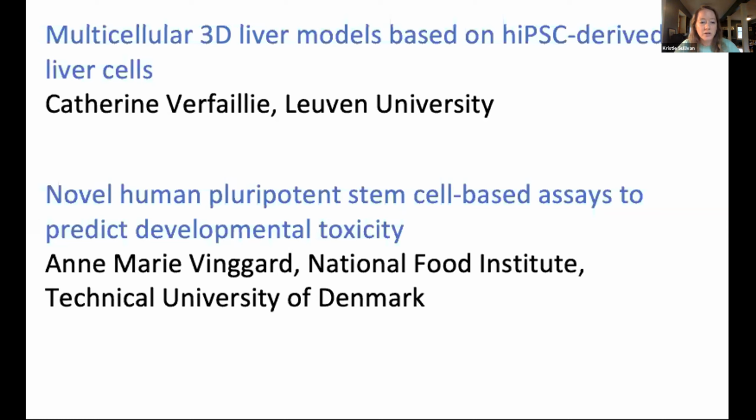And then our second presenter will be Anne-Marie Vinggard from National Food Institute at the Technical University of Denmark. She's going to be talking about novel human pluripotent stem cell-based assays to predict developmental toxicity. And Anne-Marie Vinggard is a full professor of molecular toxicology at the National Food Institute, as I said. She conducts research with the overall aim of improving chemical food safety and the safety of consumer products.